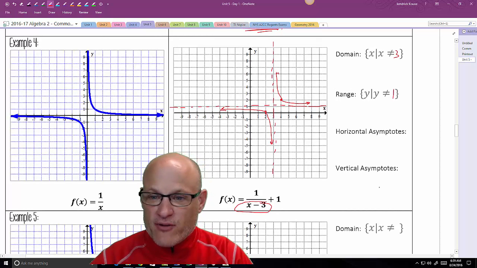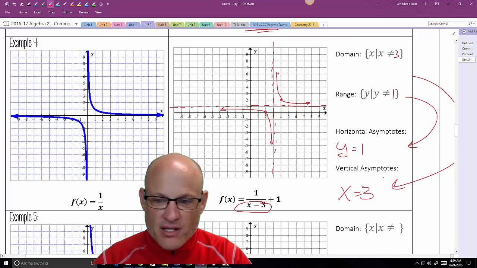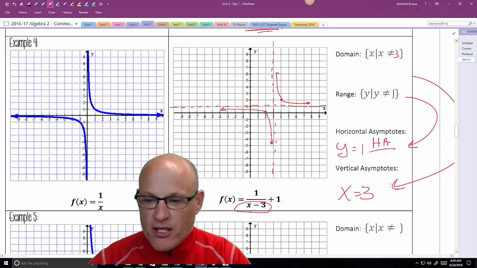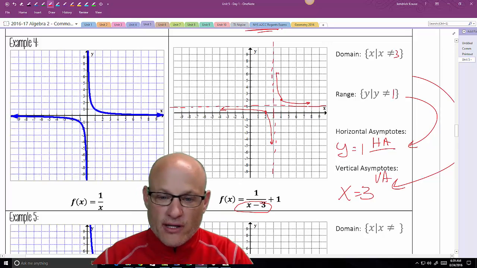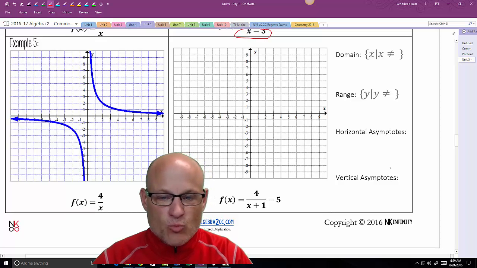What is my horizontal and vertical asymptote? Well, my horizontal asymptote is y equals 1. What is my vertical asymptote? X equals 3. Actually, this is my vertical. That's my horizontal. And by the way, we abbreviate these a lot: HA and VA, vertical asymptote and horizontal asymptote. Again, pause it. See if you can do it on your own.